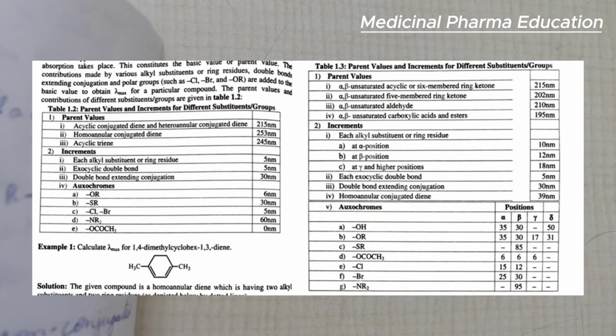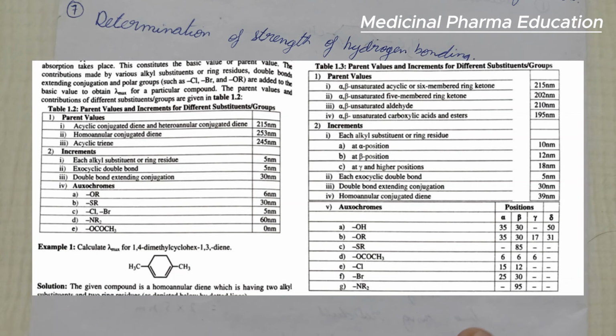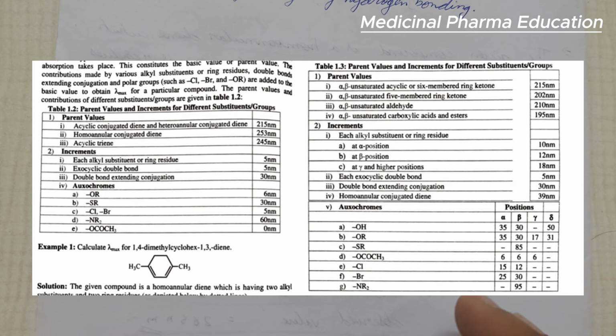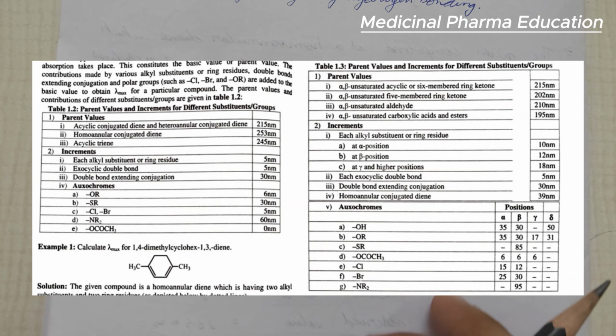There are certain rules and certain values for the Woodward-Fieser rules. I'll add the table here, or else you can find it on the internet. You can refer to it later.